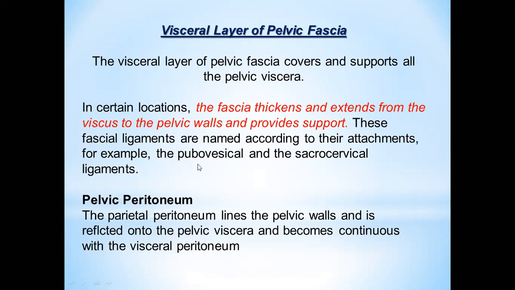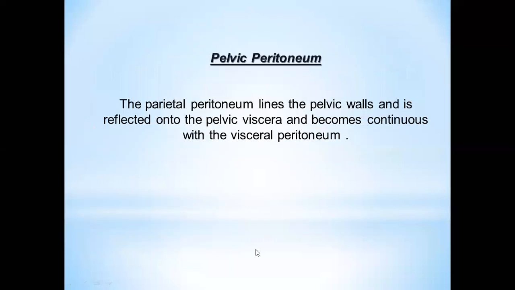Now the pelvic peritoneum: the parietal peritoneum lines the pelvic walls and is reflected on the pelvic viscera, and it becomes continuous with the visceral peritoneum. So when the parietal peritoneum comes onto the viscera or any organ, it becomes continuous with the visceral peritoneum.